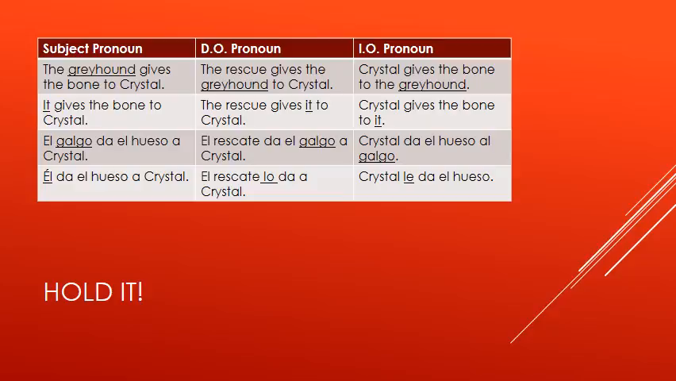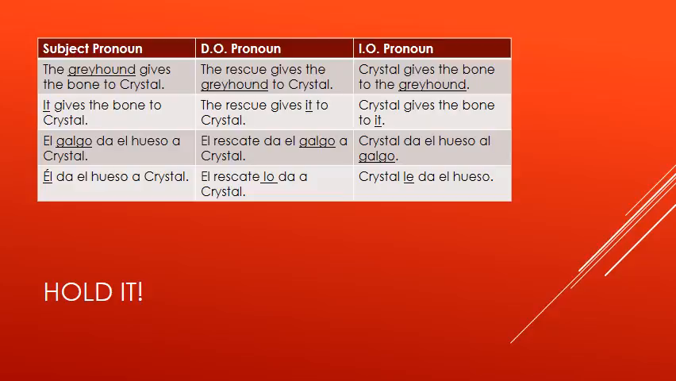Alternatively, when greyhound is a direct object, like in the sentence, the rescue gives the greyhound to Crystal, the greyhound is what gets verbed in the sentence. What gets given? Greyhound. Okay, so now if we want to change the word greyhound to it in Spanish, we know that this gets verbed. You have to use the direct object pronoun to replace it. So we have el rescate da el galgo a Cristal, and then we have el rescate lo da a Cristal. Lo takes the place of galgo because it's a masculine noun. It's the direct object, so you need a direct object pronoun. And then, of course, there's that change of word order.